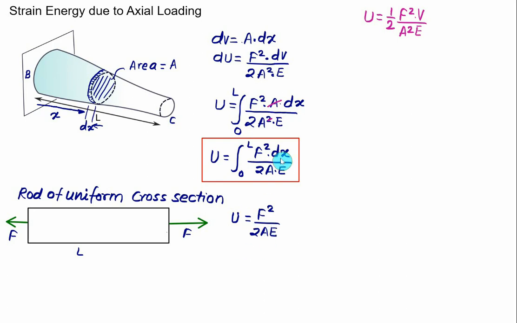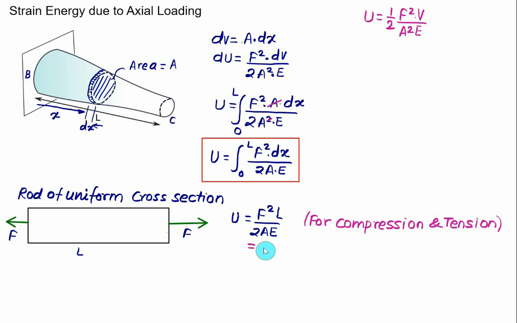Integral of dx is equal to x, with upper limit L, so we have L minus 0. So in this case the strain energy is equal to F square L divided by 2 times A E. Whether your force is compressive or tensile, it doesn't matter because this is a square term.